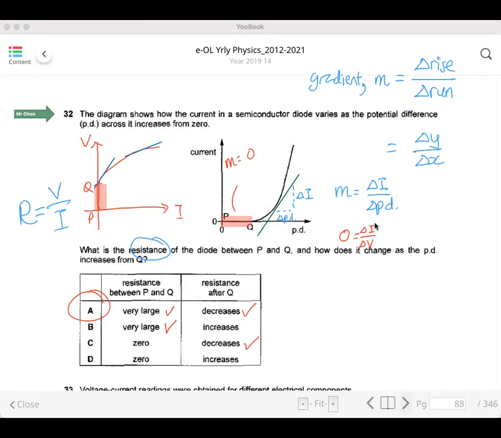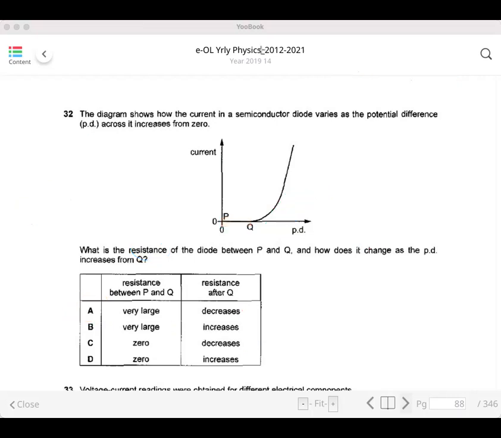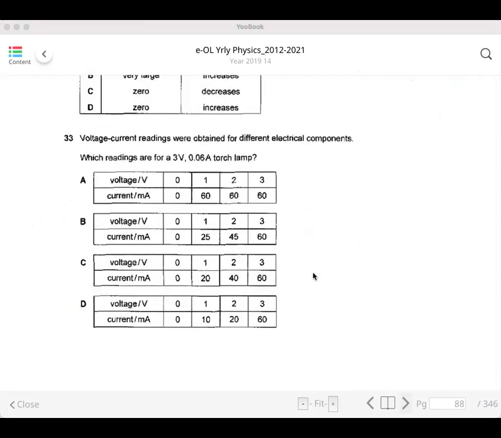Okay, so let's do the next question. This is a very good question. I like this question. If you understand this question, you will understand a lot of things. Okay, let's do the next one. Do question number 33. You may begin.